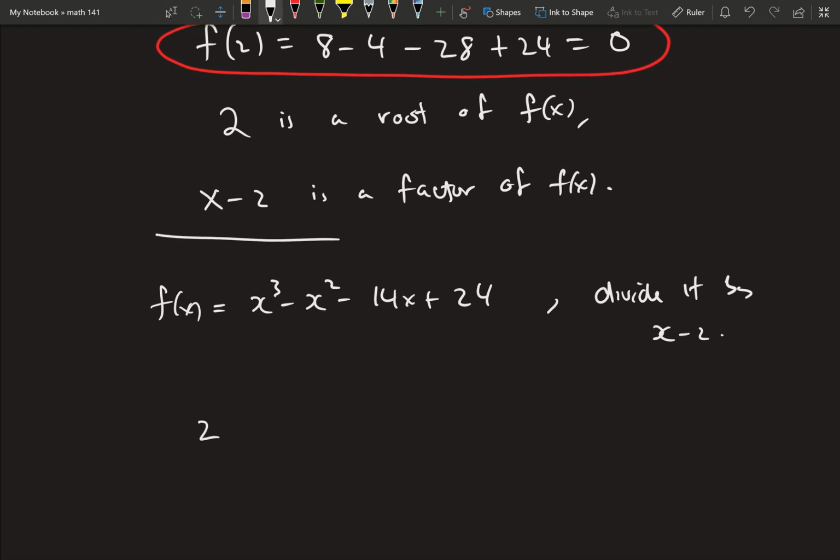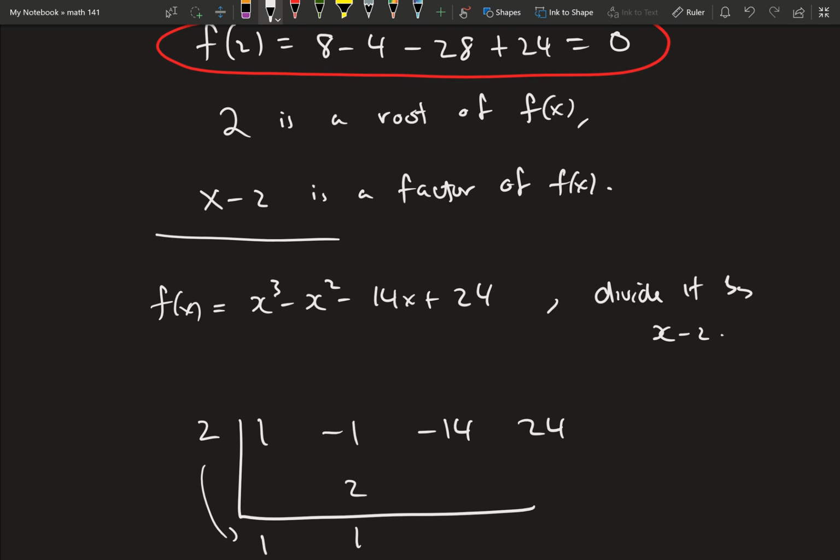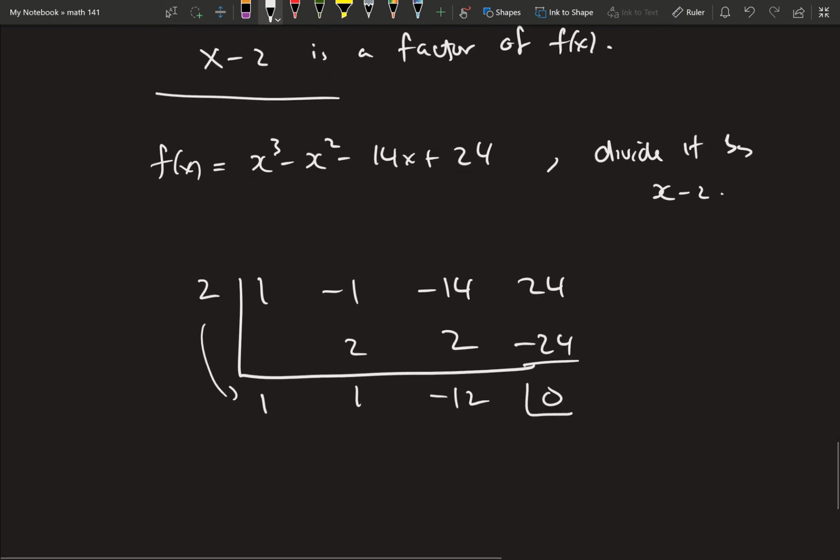So we take 2, we write down the coefficients here of f of x, we drop down the 1, we multiply 2 times 1 is 2, we add here, we get 1, multiply the 2 times 1, you get 2, you get minus 12, 2 times minus 12 is minus 24, and indeed you get the remainder 0. Of course, you should get the remainder 0 because x minus 2 is a factor. So recall here that the remainder is 0, and this must be the case. If you didn't get r equals 0 here, then something is wrong.